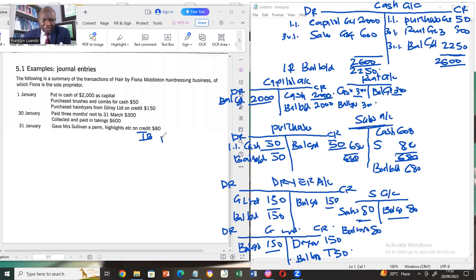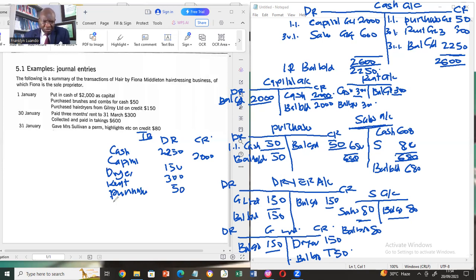So we have the debit side and the credit side. So we have the cash account. Cash account at the debit balance. So even here it will be debit 2250. And capital as a credit balance, 2000 to be on the credit side. And dryer account is an asset. It had a debit balance 150. And rent, the debit balance 300. And we have the purchases, the debit balance 50.